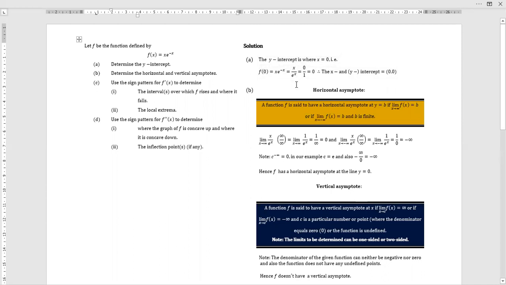You can see here I've rewritten this as a rational function. So you plug in 0 for x there, you get a 0 there. e to the power 0 is going to be a 1. So 0 over 1 is going to be 0. Therefore, the y-intercept is (0, 0).